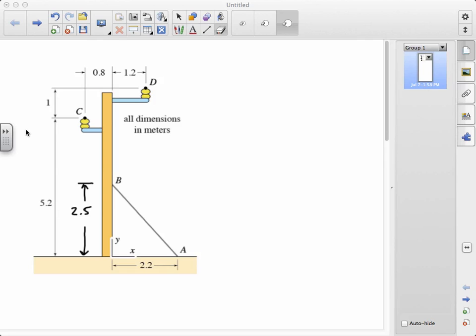One of the quantities requested in this example is a unit vector that points from B to A, and there isn't a dimension given in the figure on the slide, so I'm going to make that dimension 2.5 meters as shown here.